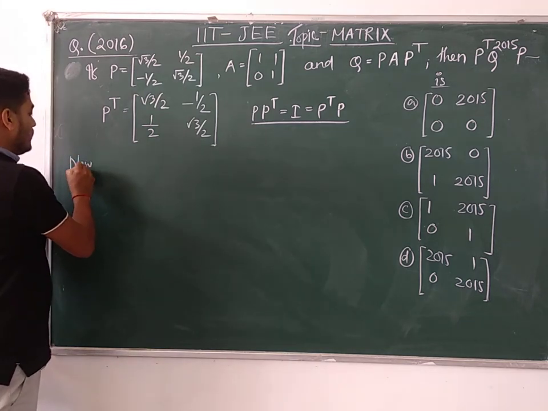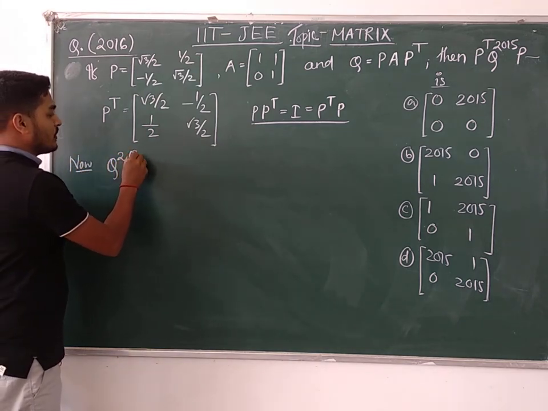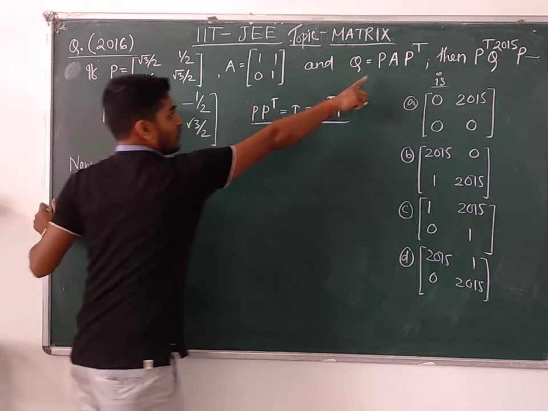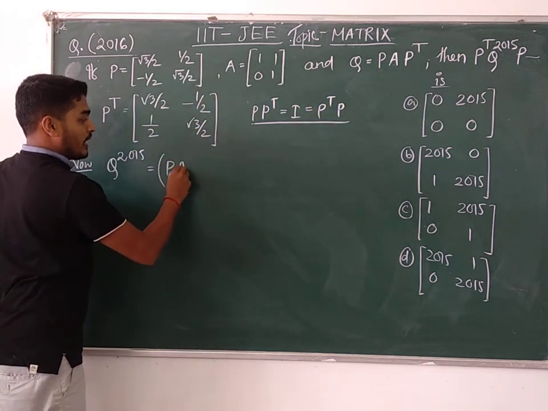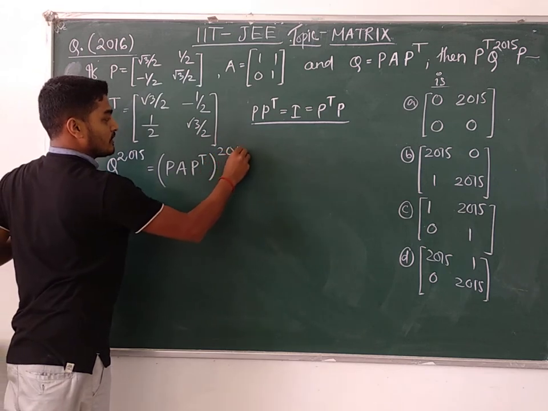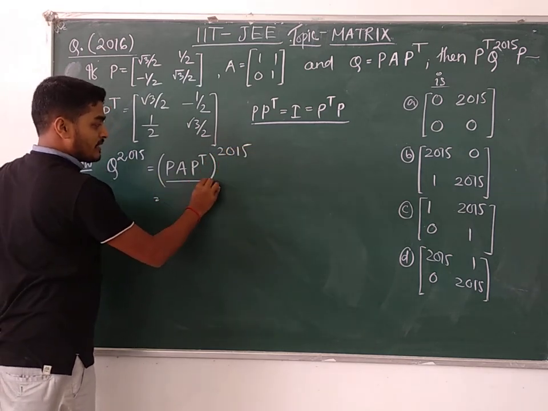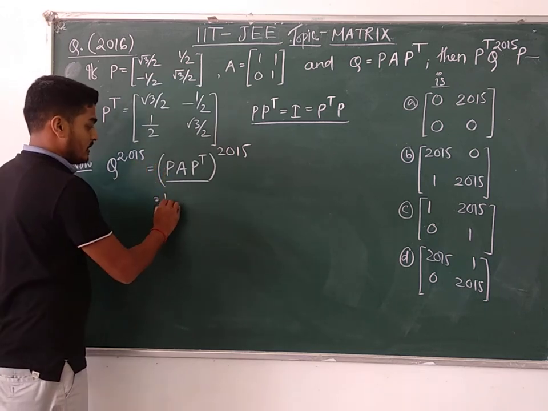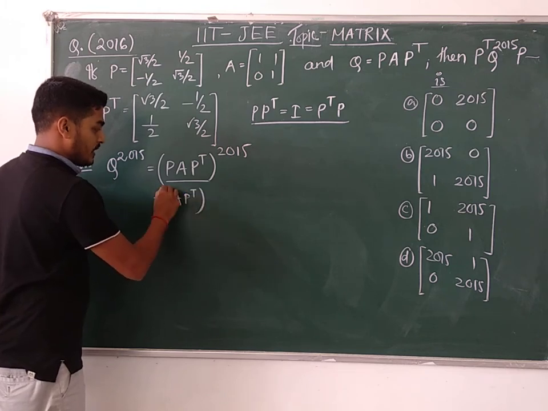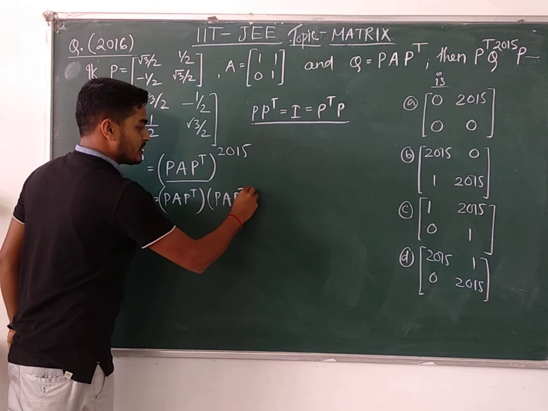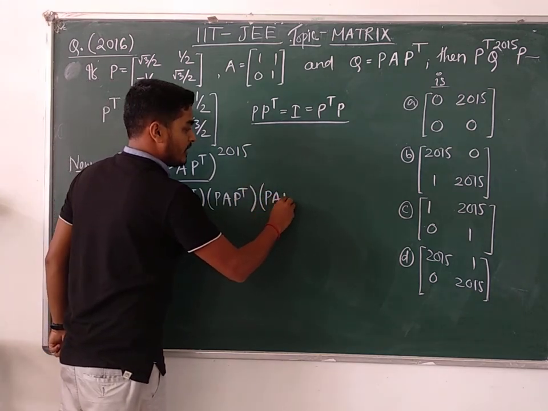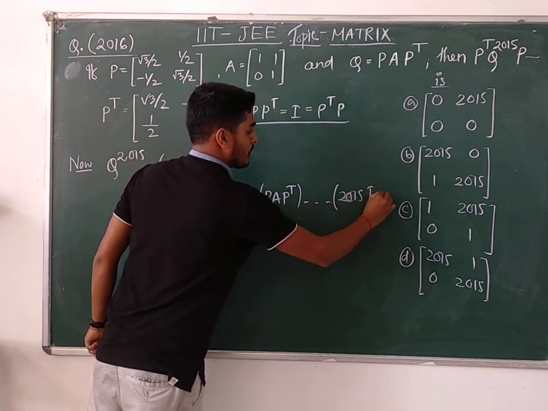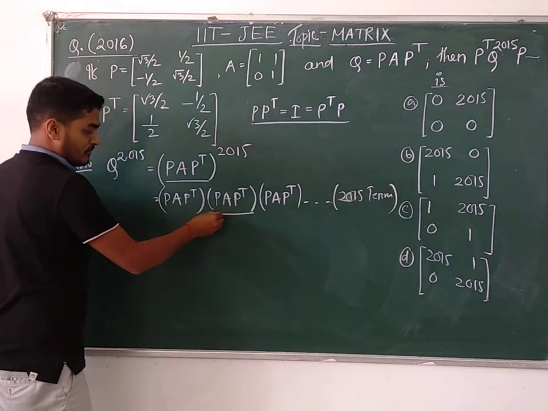Now, Q to the power 2015, we should have the value of this, and this expression can be written as P into A into P transpose, whole to the power 2015. That means we have to multiply this term P A P transpose into P A P transpose into P A P transpose, 2015 times. Remember. So first of all we will try to simplify these two terms.